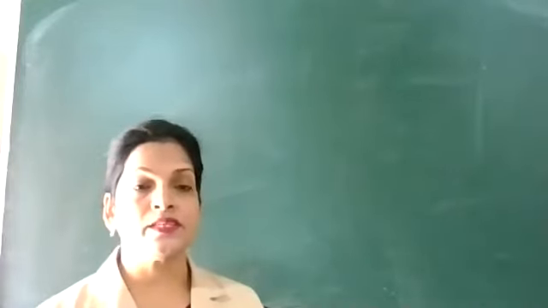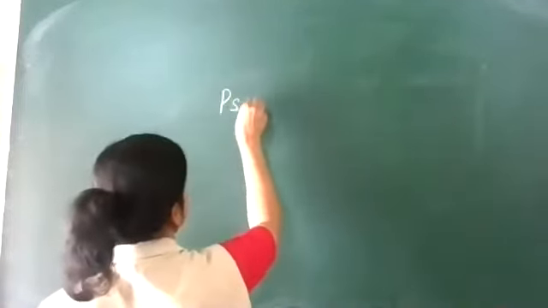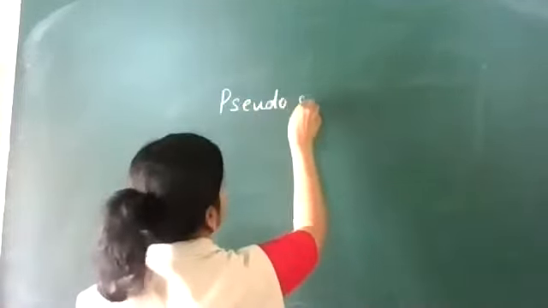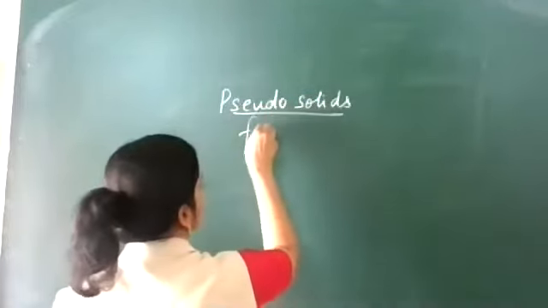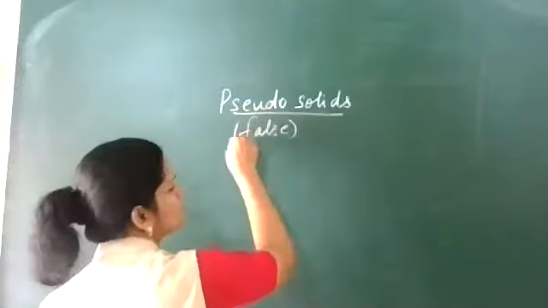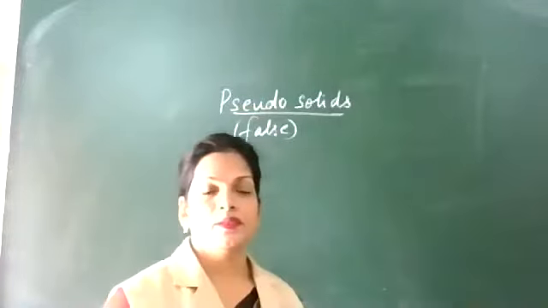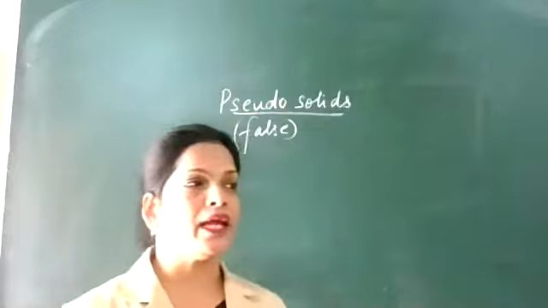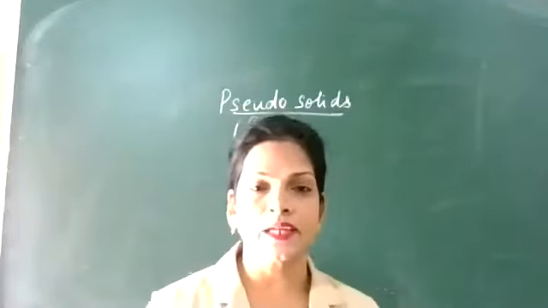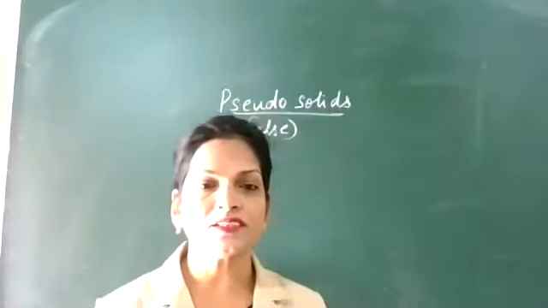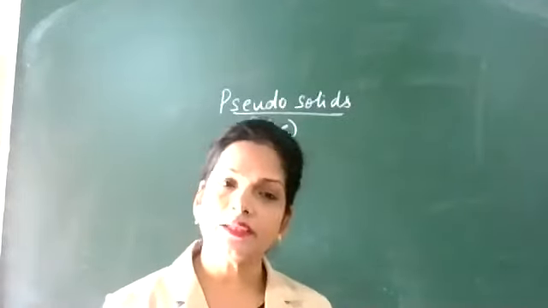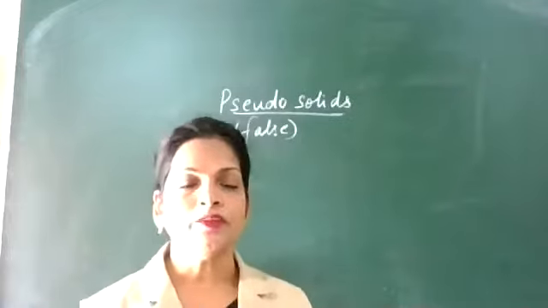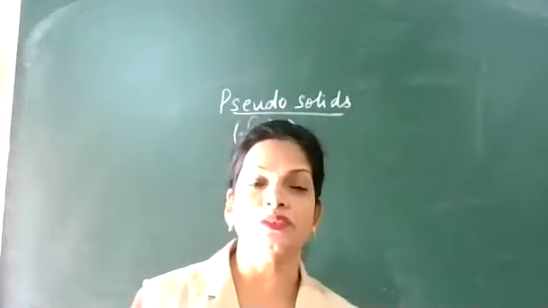Next we are going to see pseudo solids. Pseudo solids means false solids. For example, glass. When you look at glass, it looks like a solid, but it is not a solid. It is a super cooled liquid, and it can flow also. It flows slowly, slowly downwards.